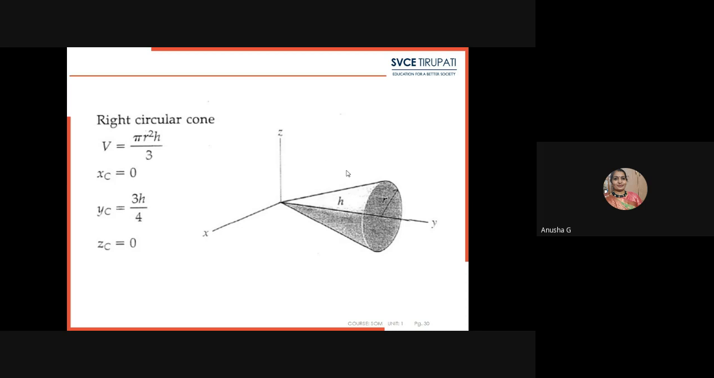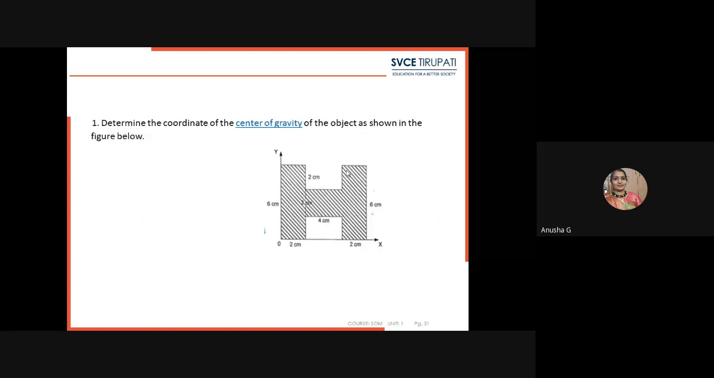Then there is a horizontal condition, and then there will be a z condition. Both x and z will be equal to 0. There is no centroid for x and z. Only in the y direction there will be a centroid, that will be 3h by 4. Okay, these are the different conditions that have to be observed.